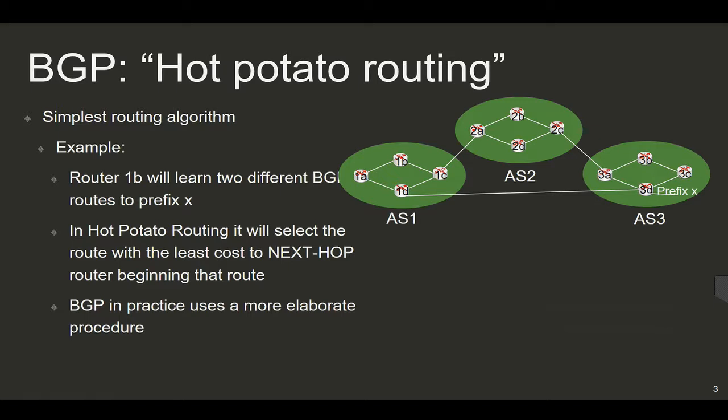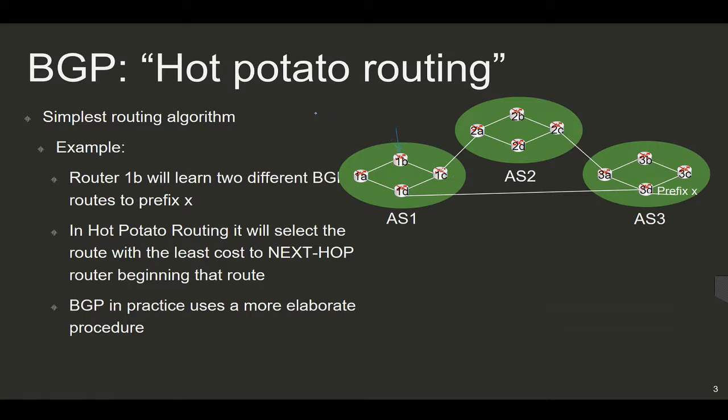algorithm or procedure that is referred to as hot potato routing, and is analogous to the situation where if you're handed a hot potato, you really want to get rid of it as fast as possible. And it is used by BGP in just one part. We're going to look at exactly how it is used in a couple of slides. But imagine that your router 1B, for example, has two different BGP routes to prefix X. So router 1B is right there.